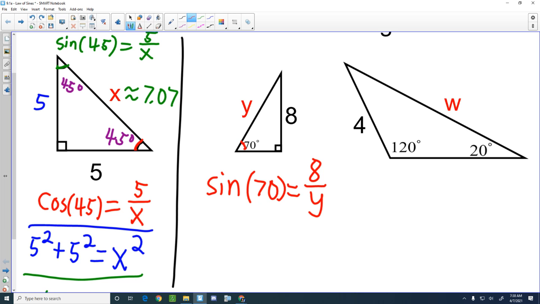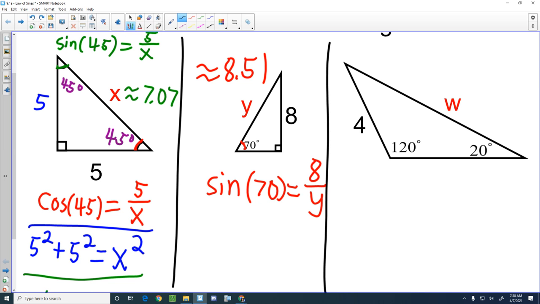And what do we all get for that? What did you get? 8.51. Did anybody else get 8.51 approximately? Excellent. So that's approximately 8.51. Very cool.